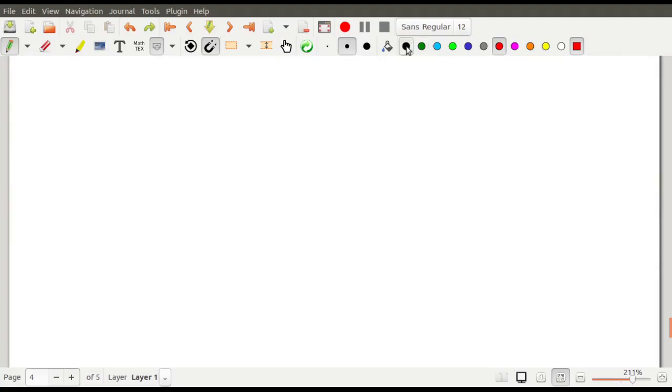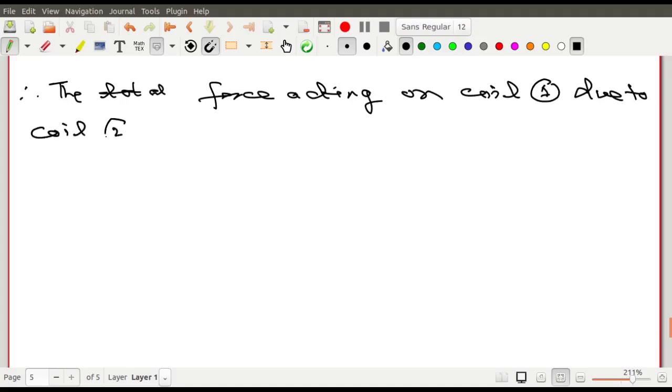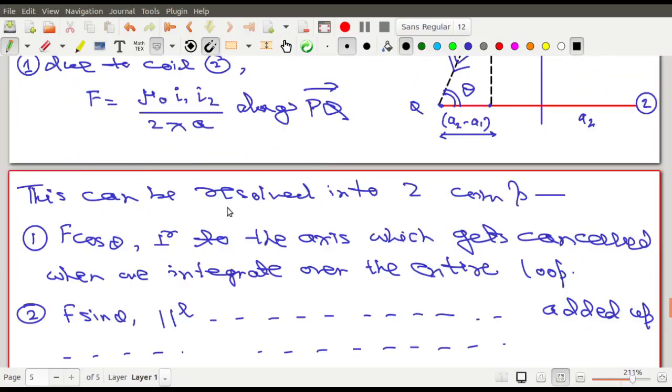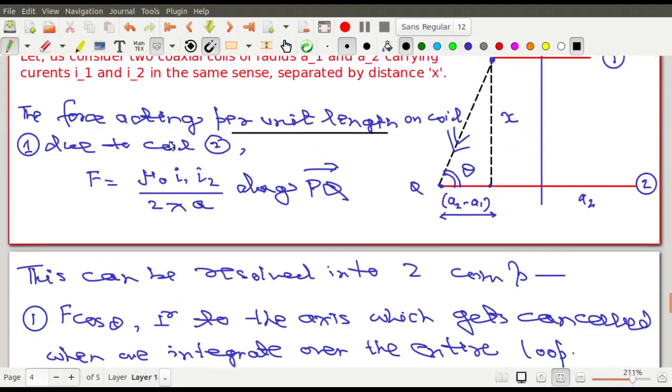So what is the total force acting? So the final part, therefore, the total force acting on coil 1 due to coil 2. Previously what did I find? Only per unit length. But now, where from did I borrow the expression?